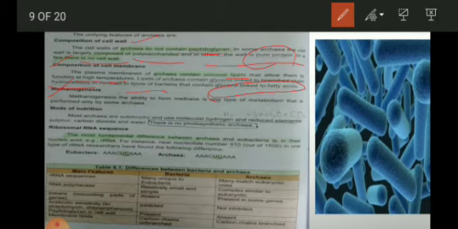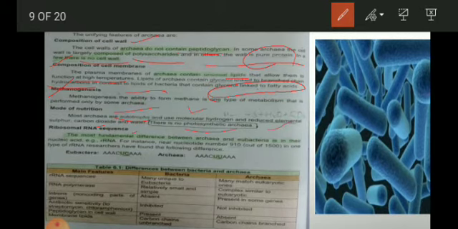Methanogenesis, the ability to form methane, is one type of metabolism that is performed only by some archaea. Mode of nutrition: they are autotrophs, but they don't do photosynthesis. They are not photosynthetic archaea. So what do they do? They use molecular hydrogen, reduced elemental sulfur, carbon dioxide, and water.